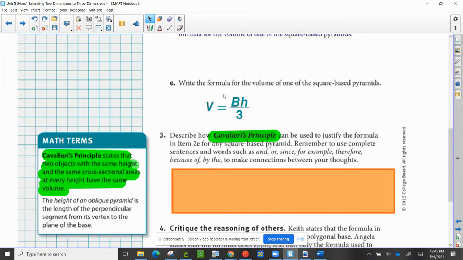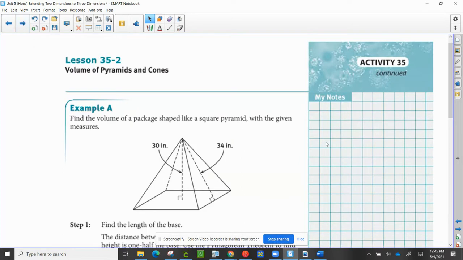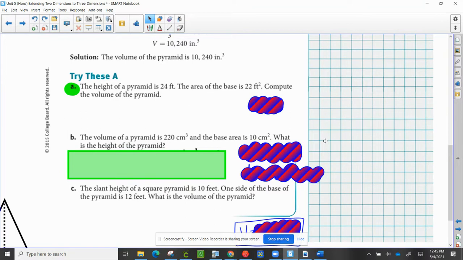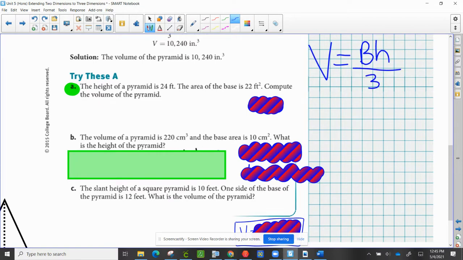But again, what changes is big B, because we could have a triangular base, we could have a rectangle base, we could have a hexagonal base. The base can change, big B, but this formula, big B H over 3, will always be our volume formula for a pyramid. Okay, so let's do some examples here. On the next page, remember our volume, I'll write the formula up here. Volume is big B times H over 3, so divide by 3.